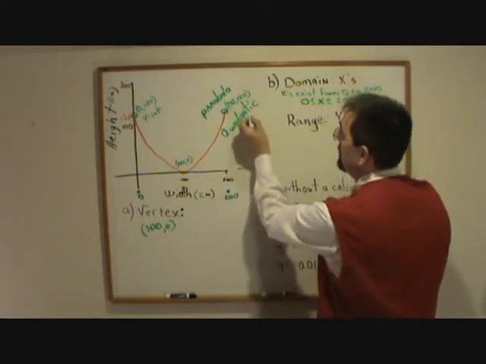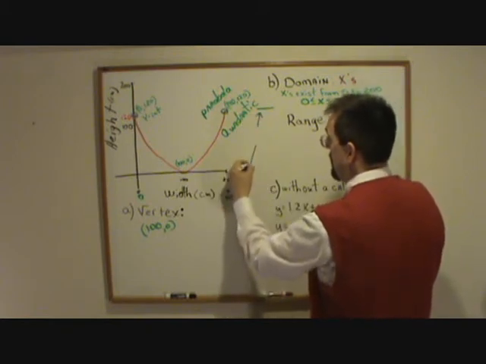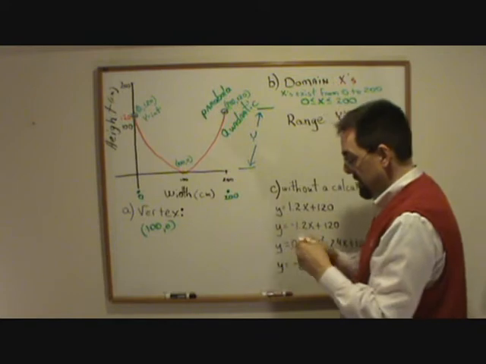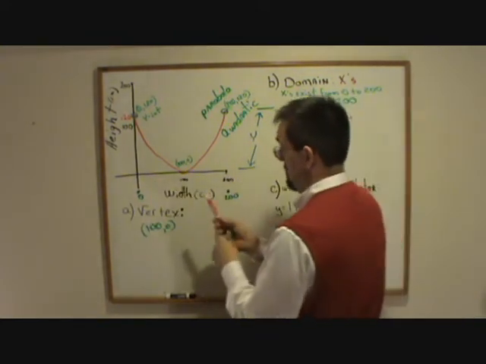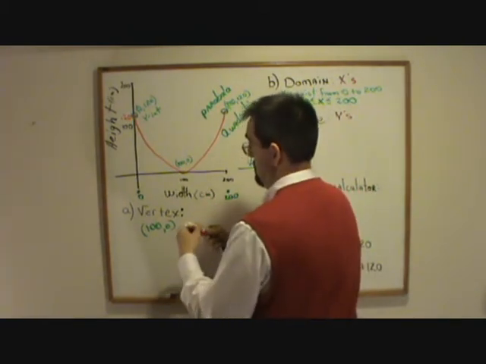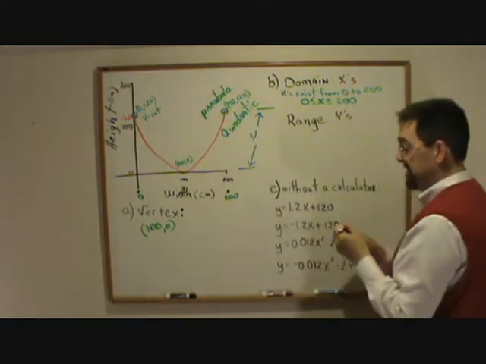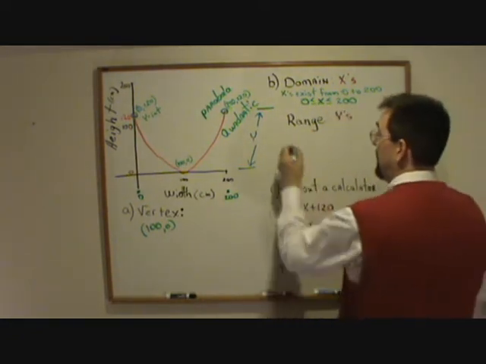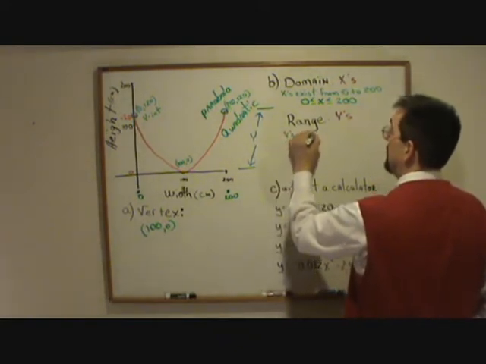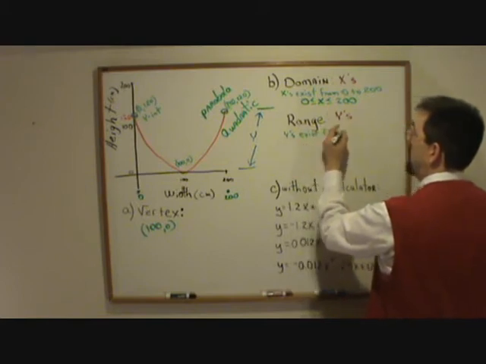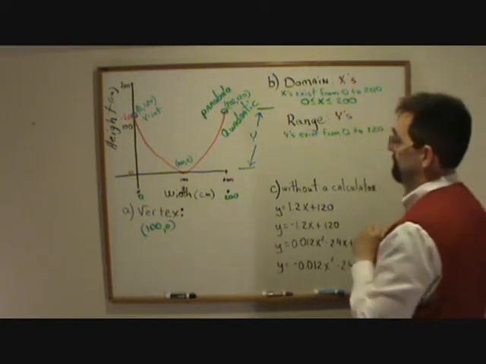From here up to here are the y values that are possible. Well, what are those? From 0 up to 120. Let's put it in sentence form. Y's exist from 0 to 120.